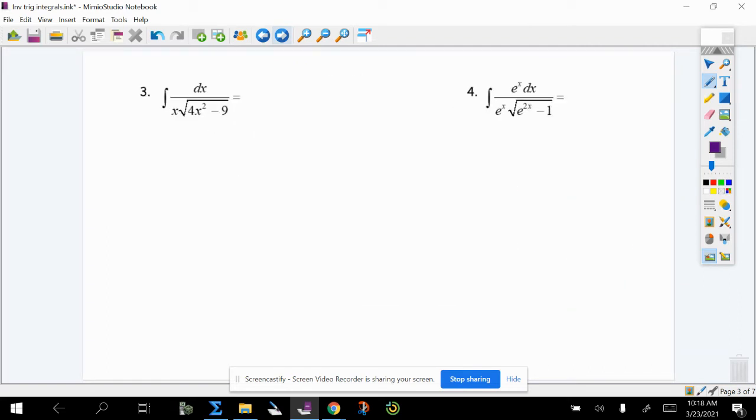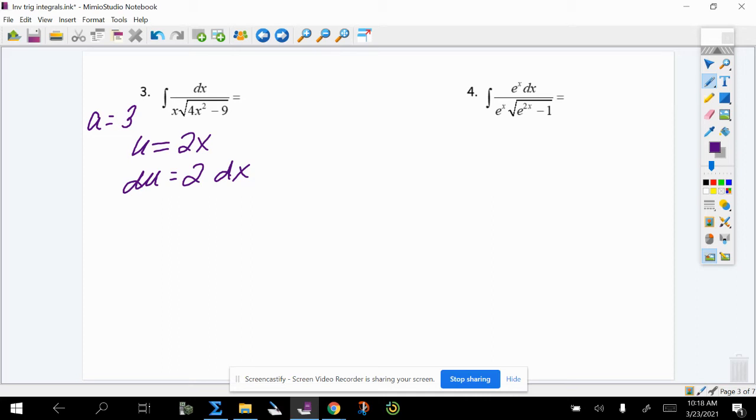This one, my u, or let me start with my a. My a is 3. My u is 2x, and my du is 2. This one's kind of an interesting one. It's an arcsecant because it has the square root and it has the function come first.